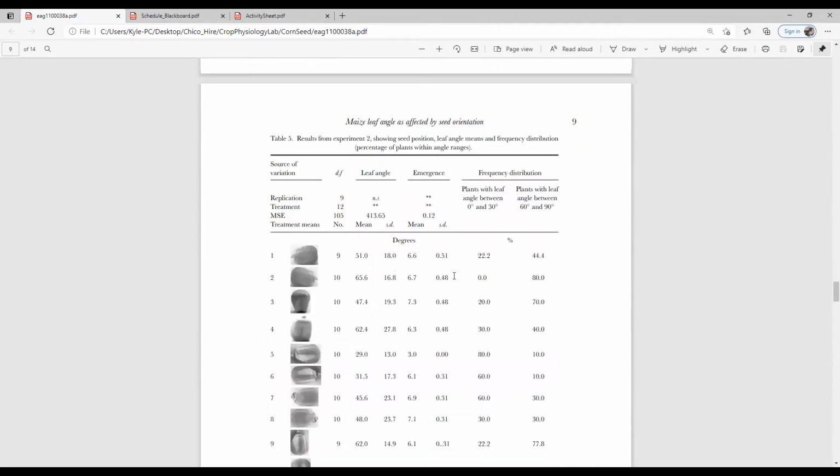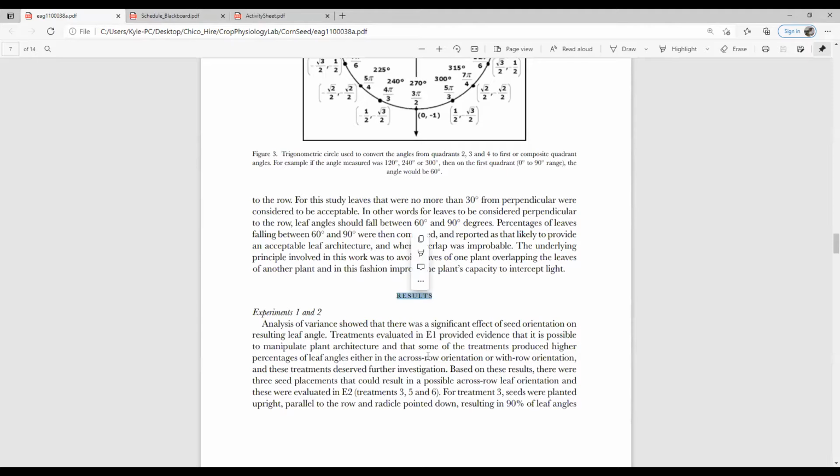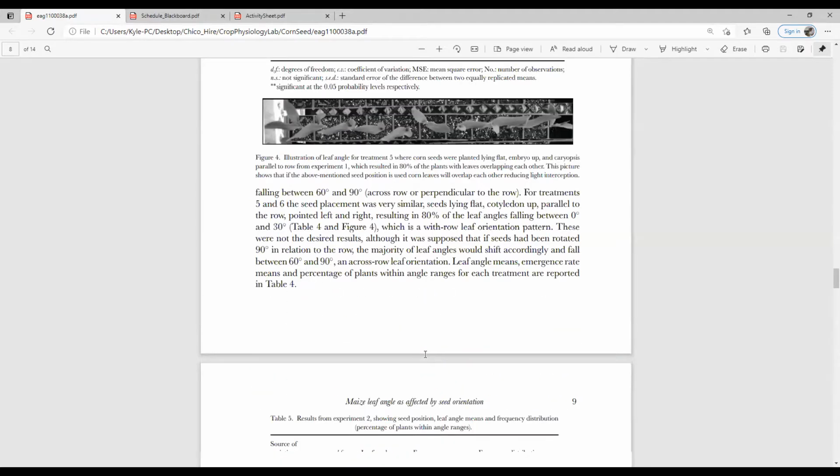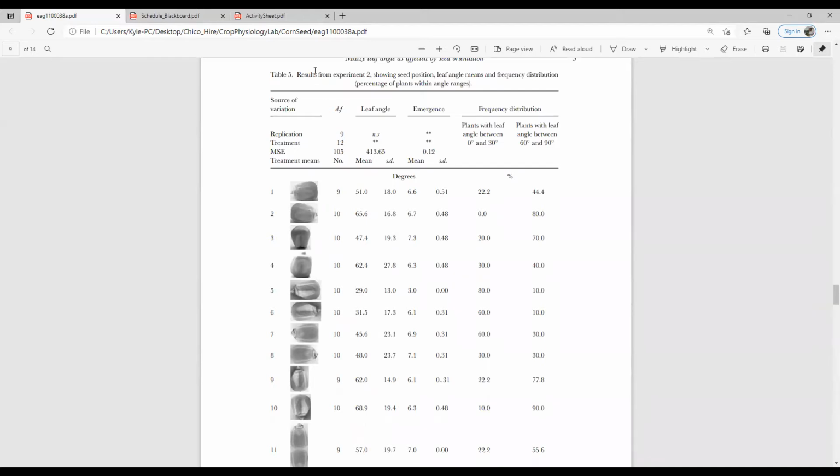You can scroll through, you can read a little bit about the results. They have a nice results and discussion section where they say, this is what the leaf angle looked like and the emergence. And I want you to reference back to this to see how it compares to yours. What you're doing is you're looking again at experiment 2 of this paper. They have a couple experiments in here. We're really focusing in on treatments 2, 3, and 10 of experiment number 2.